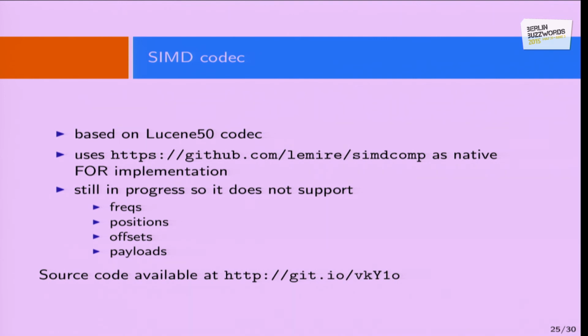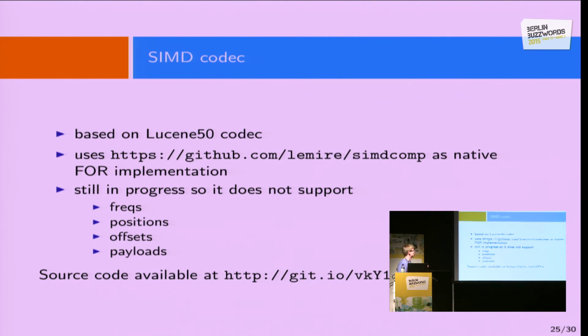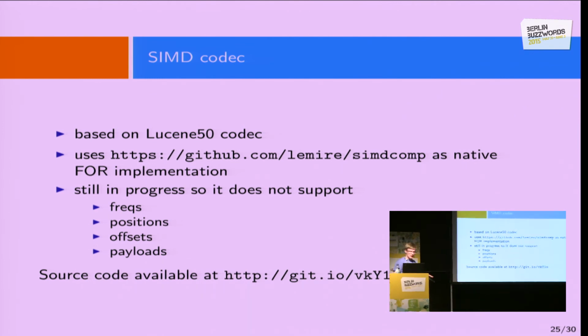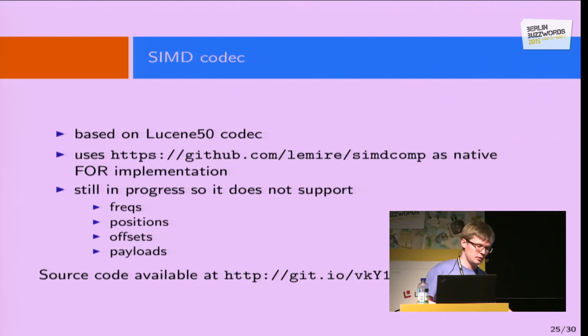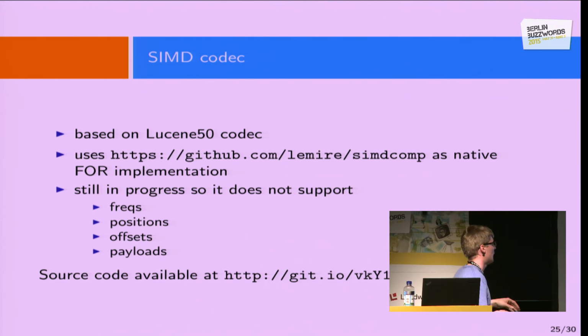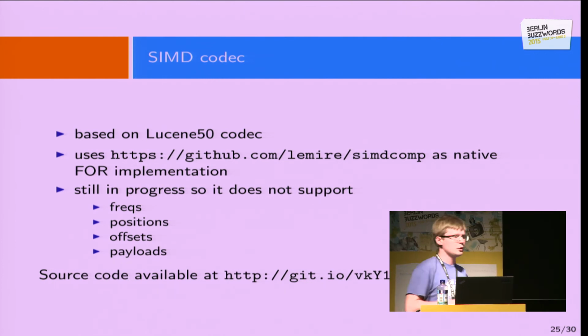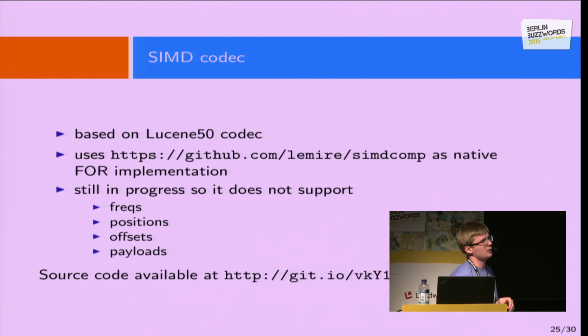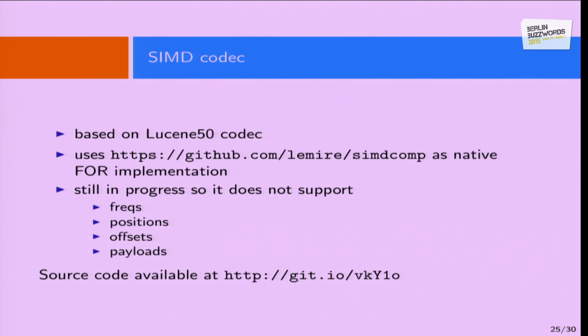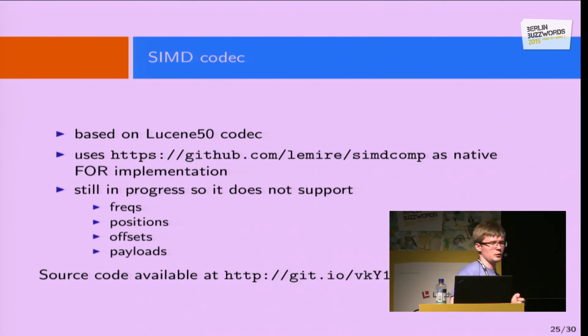As a native implementation, I'm still using Daniel Lemire's codec. This codec doesn't support frequencies, positions, offsets, and payloads. It's because I have no time to finish it, but I hope I will. The source for this code is also available on GitHub. I think I will create a patch for Lucene and publish this code as a patch.